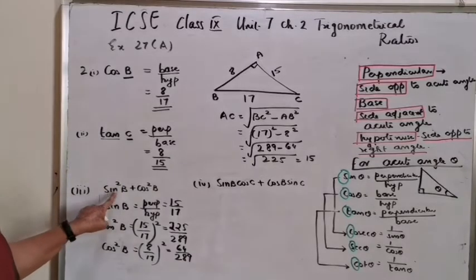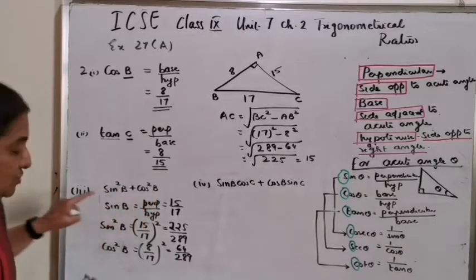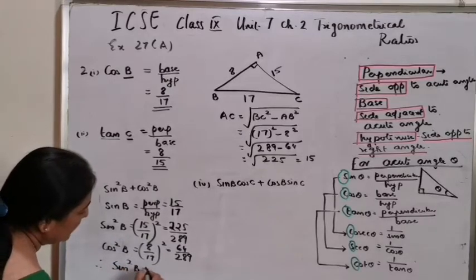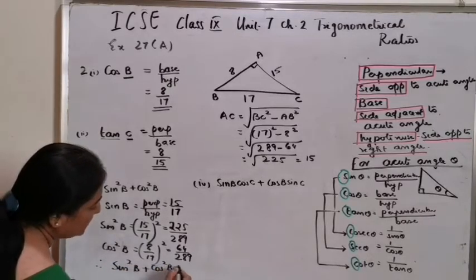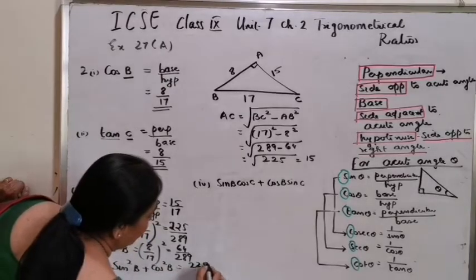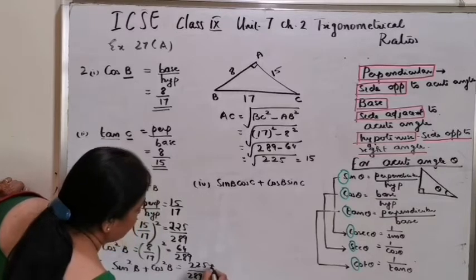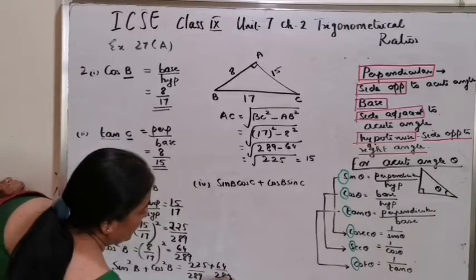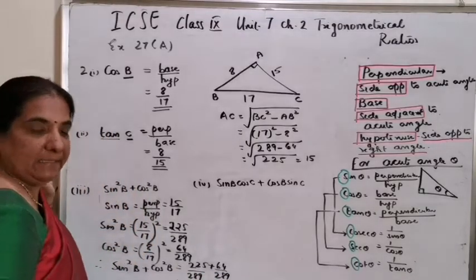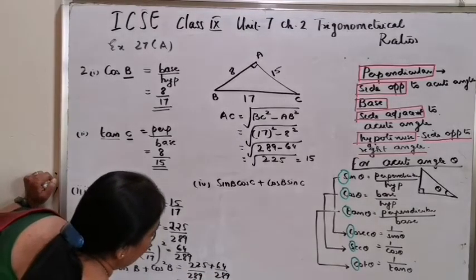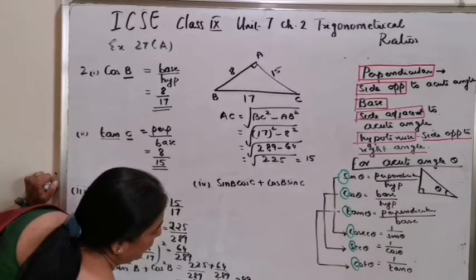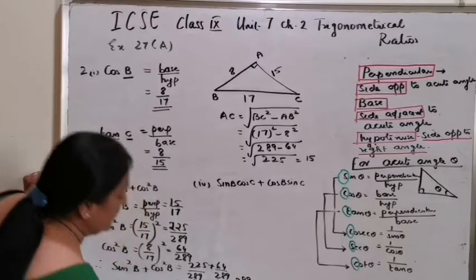The question is sine square B plus cos square B. Therefore, sine square B plus cos square B is equal to 225 by 289 plus 64 by 289. The LCM is 289 because it is the same denominator. 225 plus 64 is 289, so 289 by 289, or the answer is 1.